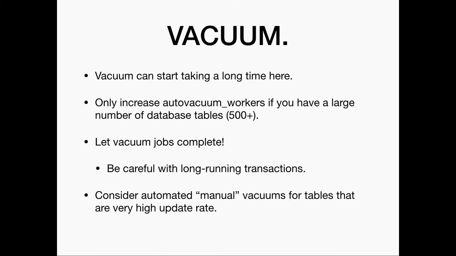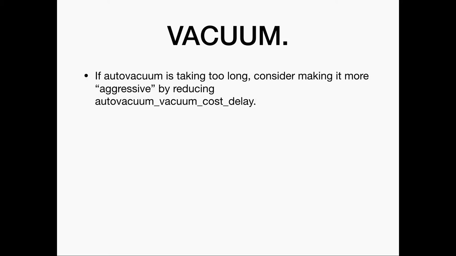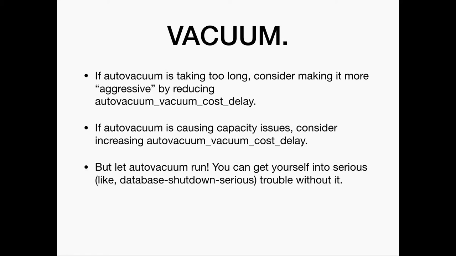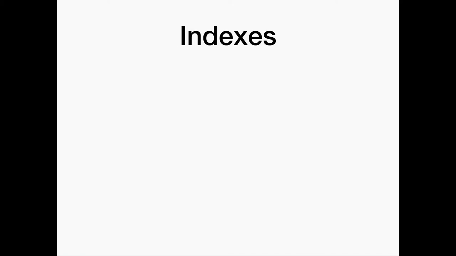Very high update rates where autovacuum will have trouble keeping up, or you want to free the workers for other things, bulk loads, all that kind of stuff. Especially on larger databases, doing manual vacuums can be very useful. If autovacuum is taking too long, you can make it more aggressive by reducing autovacuum_cost_delay. That's kind of my first place that I like to tweak that. If it's causing capacity issues, bump it up. And again, let it complete. Especially if it's the to prevent XID wraparound type, by all means, let it complete.